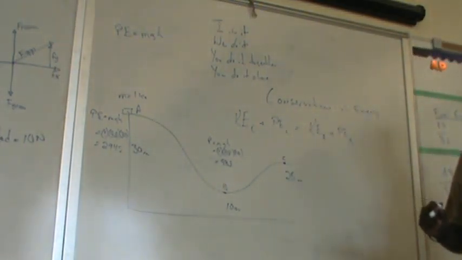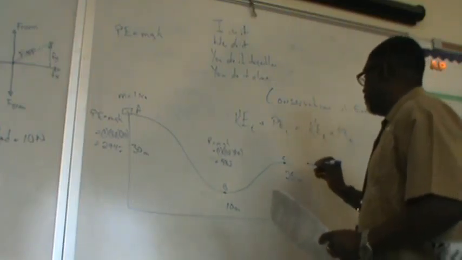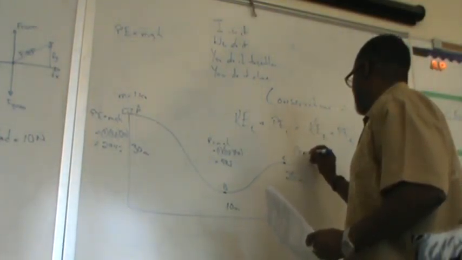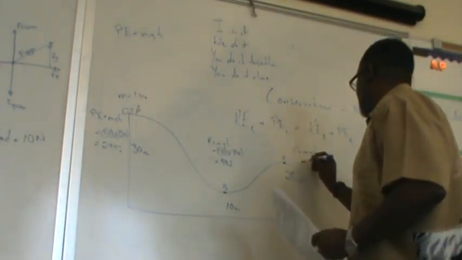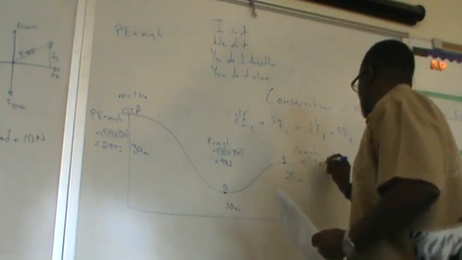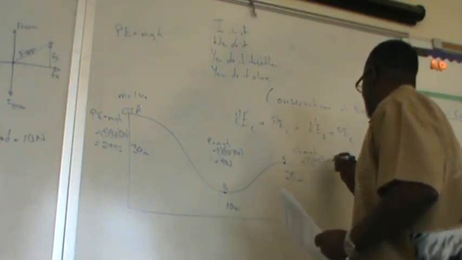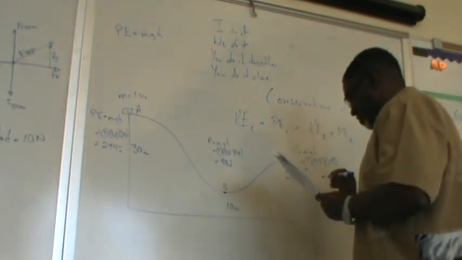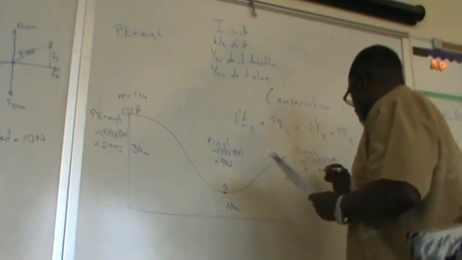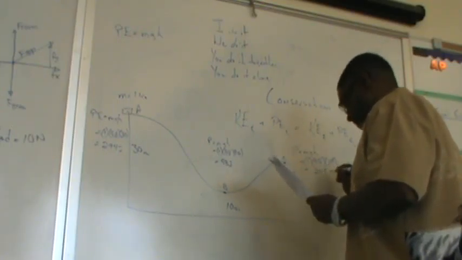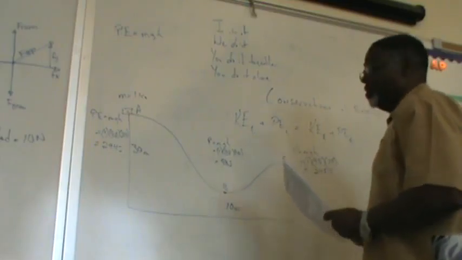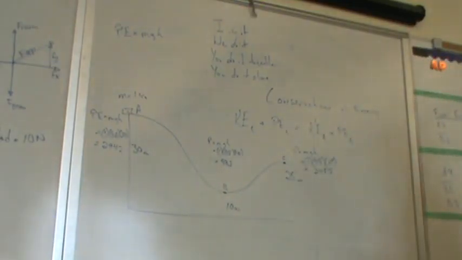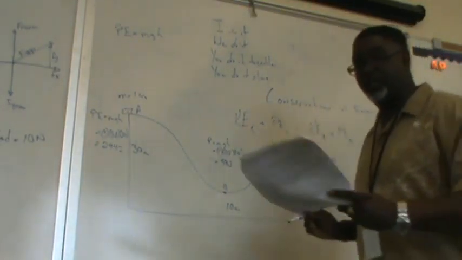And we do the same thing here for point C, and we'll do this one together. So potential energy is equal to mgh. The mass is 1 kilogram. The acceleration due to gravity is 9.8, and the height is 25 meters, and that equals 245 joules. We did it together. We got that one done.